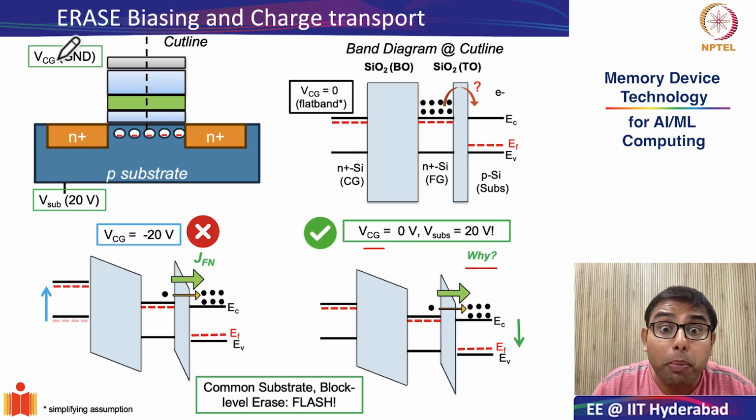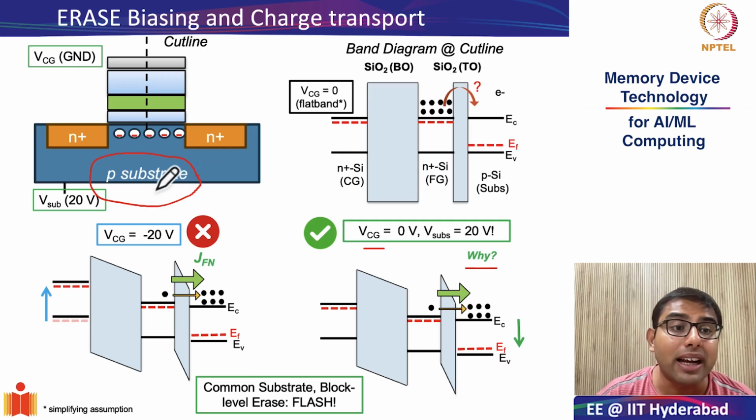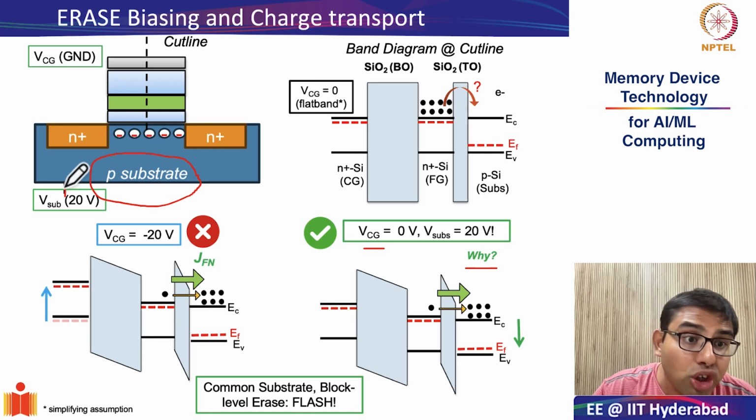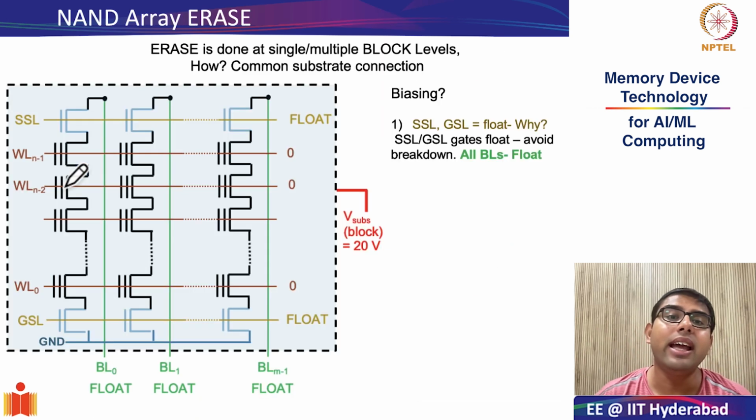How do you facilitate block level erase? You ensure that all the transistors in the block have a common p-type substrate. If all the transistors in the block have a common p-type substrate, they have one connection which is common to all these transistors from the substrate. And what you can do is, in just one go, you can completely erase the contents of all the cells in the block. Okay, so let us see how that is done at the array level.